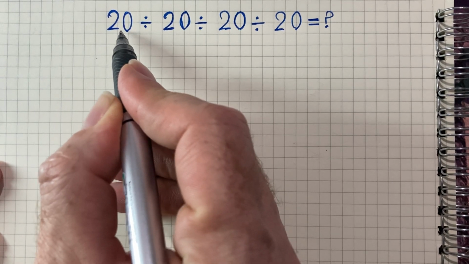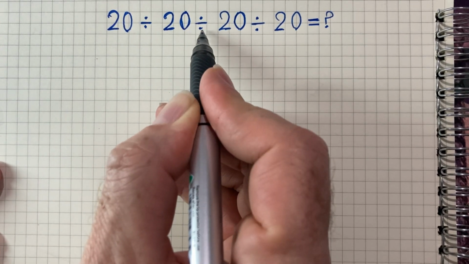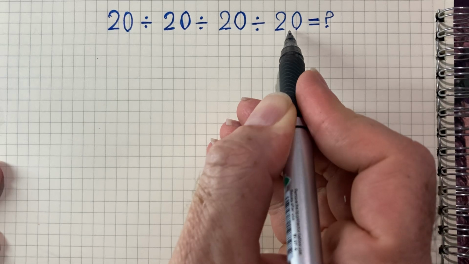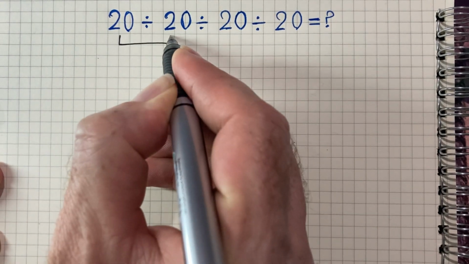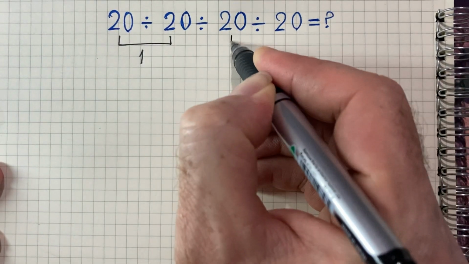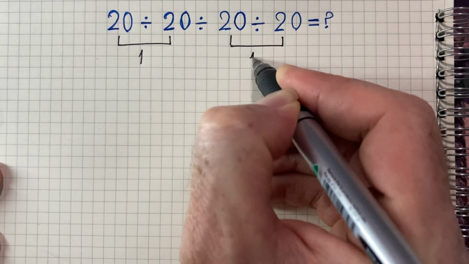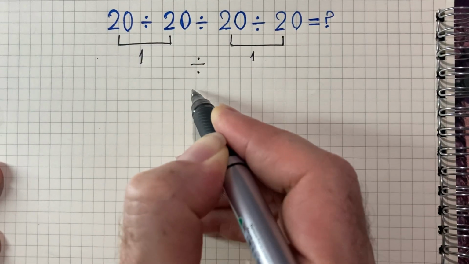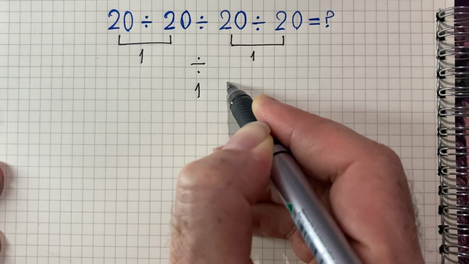We are going to find the value of 20 divided by 20 divided by 20 divided by 20. Alright, this 20 divided by 20 gives us 1. This 20 divided by 20 gives us 1. 1 divided by 1 is 1. But this one is not the correct answer.